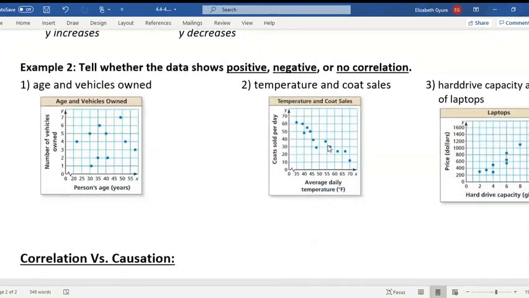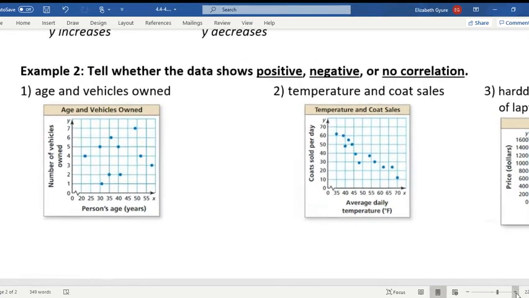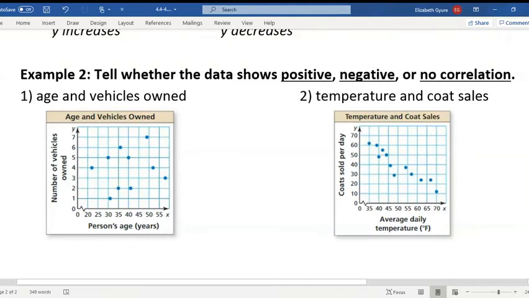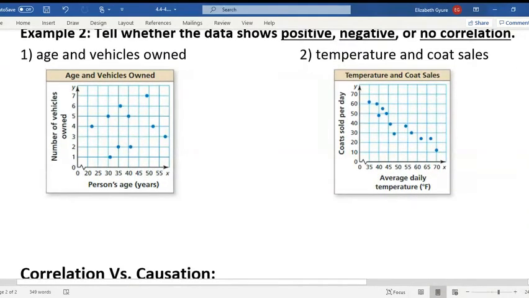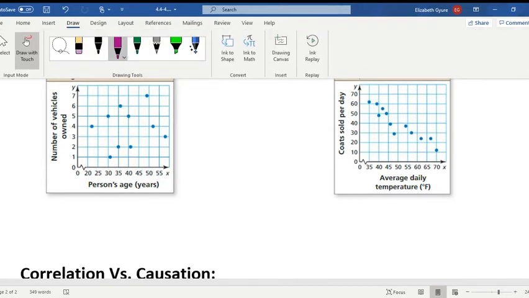So what we're going to do is take a look at some patterns here and decide if it's positive, negative, or no correlation. So age and vehicles owned, that means your age and the number of vehicles you've owned. Now, don't take a look at what you think it would be. Take a look at the actual data plotted. Does that look like it has any relationship? Yeah, good, Brooklyn. I would say no correlation for this one.